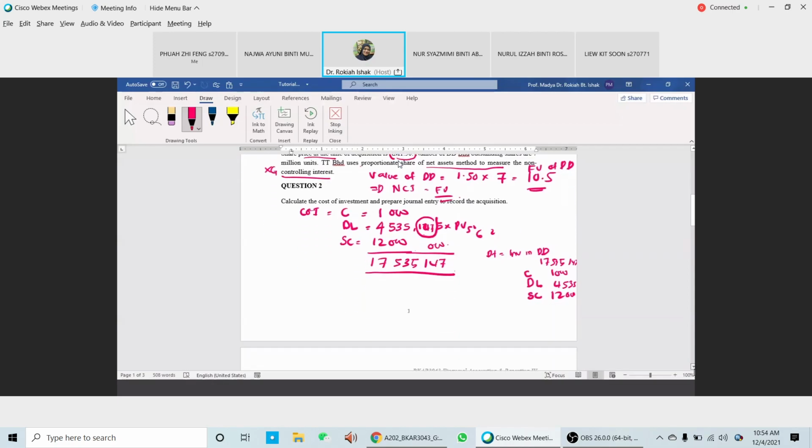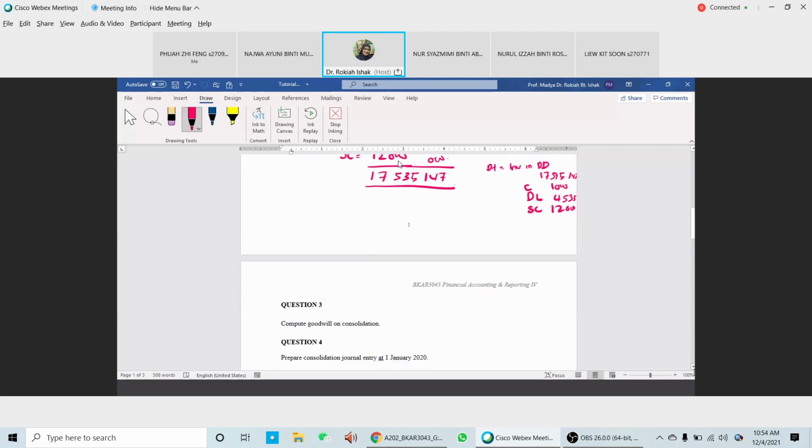Okay, the next one, what we need to do is compute the goodwill on consolidation. Now we're going to calculate the goodwill here. So the goodwill is equal to the COI plus NCI, and then minus net identifiable assets. So that is your goodwill. The NCI here is based on the proportionate net identifiable assets.